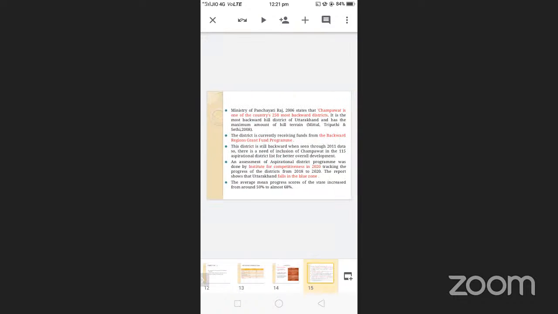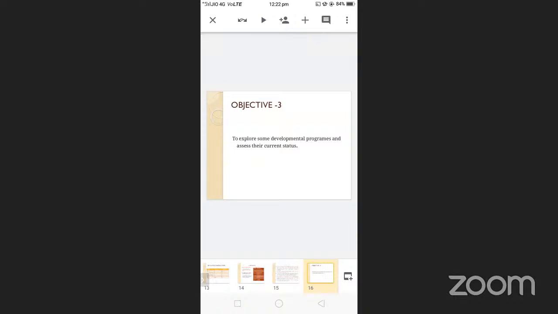The report published in 2006 by the Ministry of Panchayati Raj states that Champawat is one of the 250 most backward districts. The district is currently receiving funds from the Backward Regions Grant Fund. So there is a need for inclusion of Champawat in the 115 aspirational districts even now as well. An assessment of the aspirational districts through the competitive index 2020 shows that Uttarakhand falls in the blue zone, indicating upward progress. This means that the average progress score of the state increased from 50% to almost 68% in 2020.